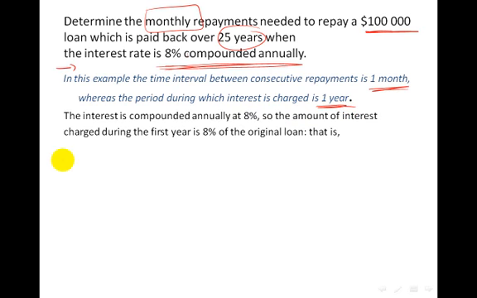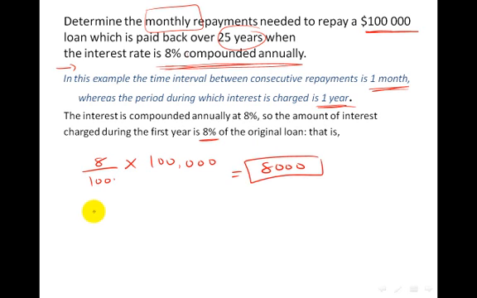So the amount of interest charged during the first year is 8% of the original loan. That means in the first year, you'll have the original loan plus the 8%. So it will be 8% times the loan, which is 100,000, which will give you 8,000. So in the first year, you'll have 100,000 plus this 8,000.